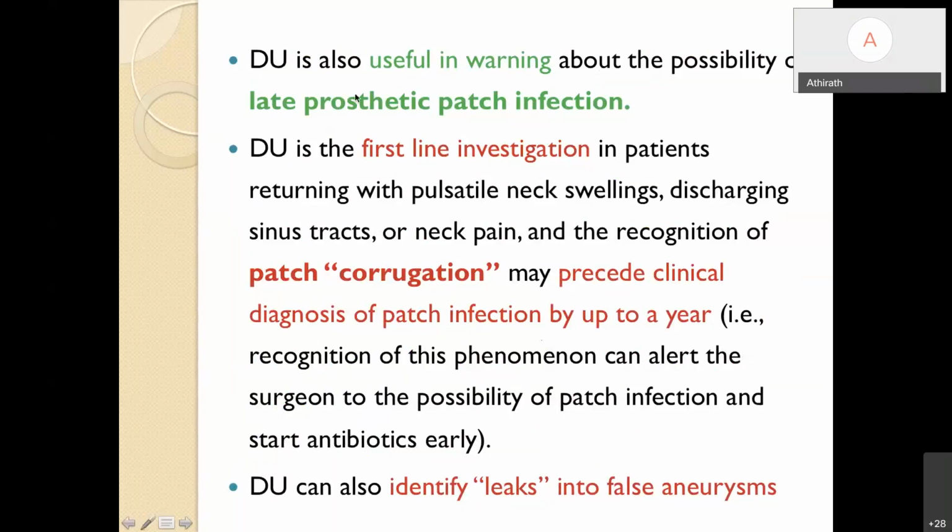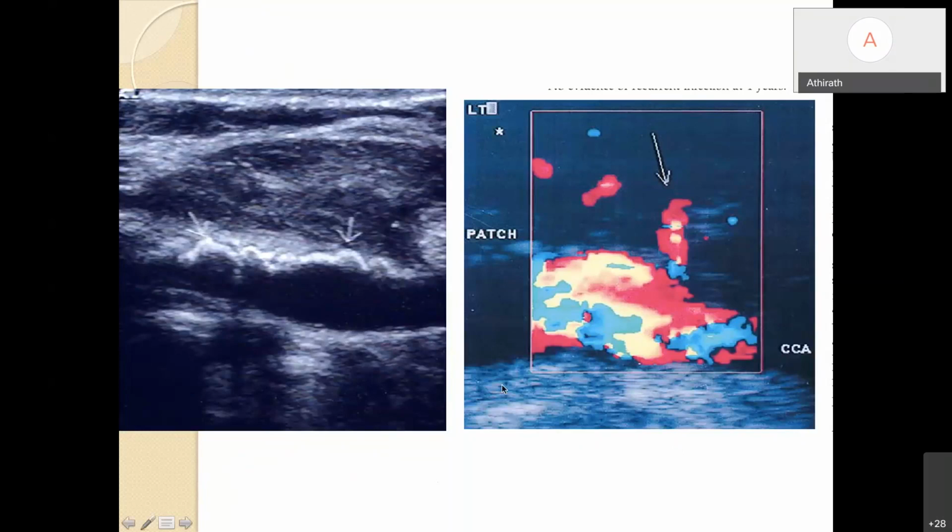Whenever there is a prosthetic patch infection, there will be something called patch corrugation, which can be seen in the duplex ultrasound, and you can identify small leaks leading into a false aneurysm. These actually precede the clinical diagnosis of patch infection by almost up to a year. Therefore, when the radiologist is very perfect in his imaging skills, he can diagnose patch corrugation, which you can see in this image, and the small leaks leading into a false aneurysm.